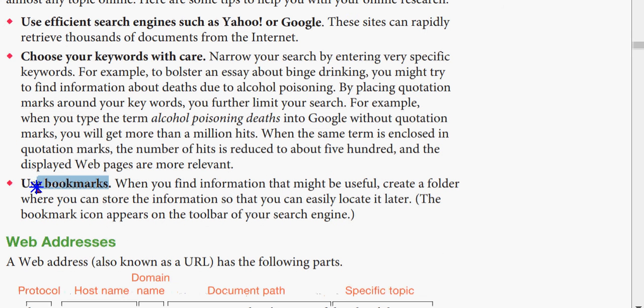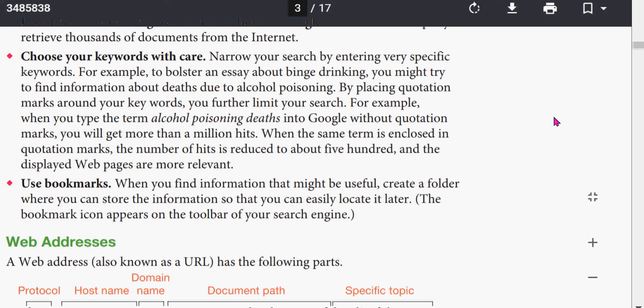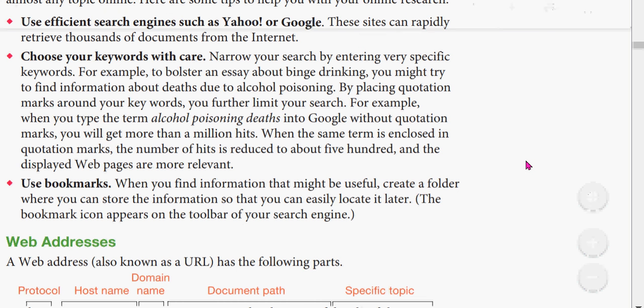If you're in a browser, it's always nice to use bookmarks because they're so easy to use. You start a new folder and you save that website. It's probably the easiest way to search on the internet, and everybody needs to learn how to do it well. Just for daily life, using bookmarks is super helpful.